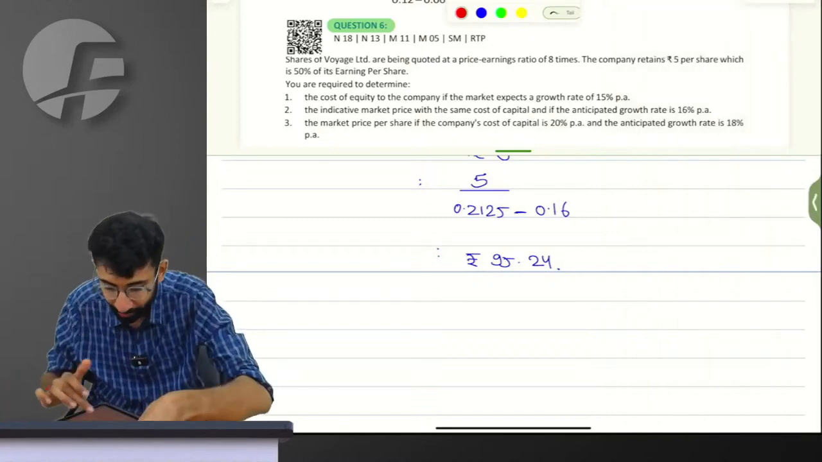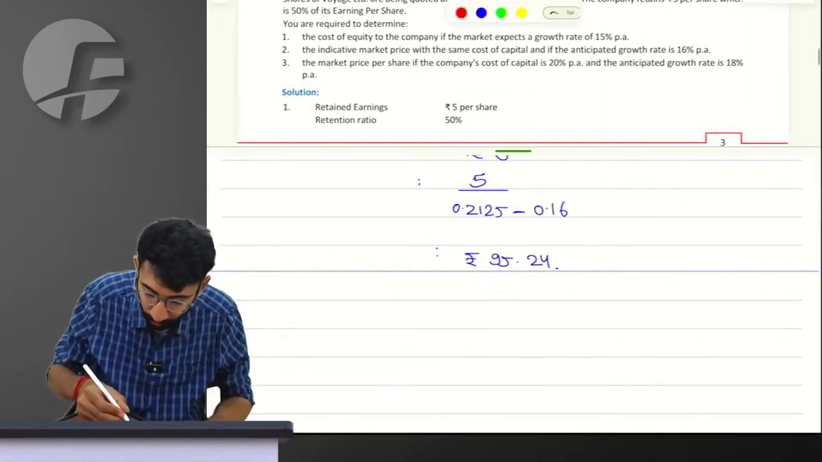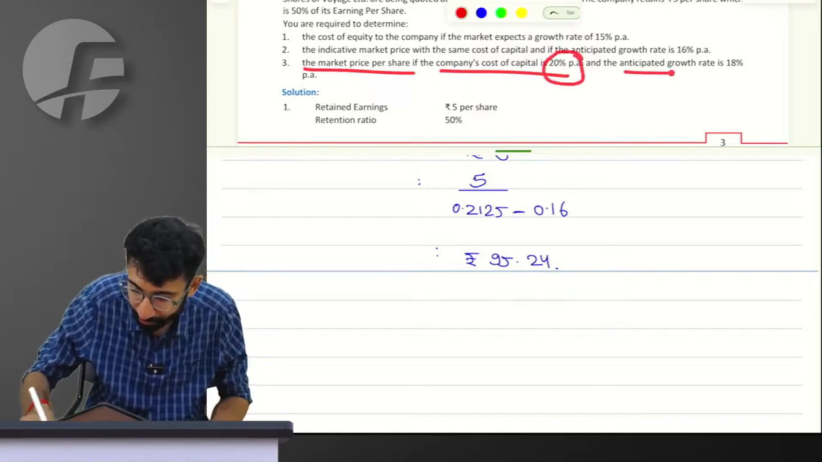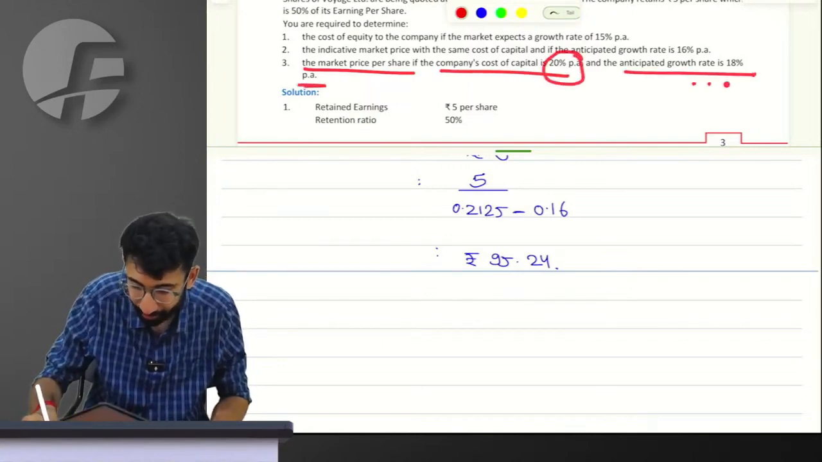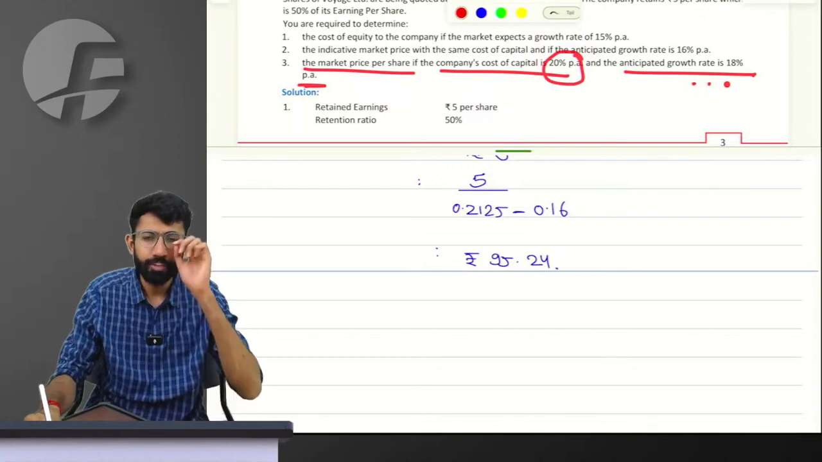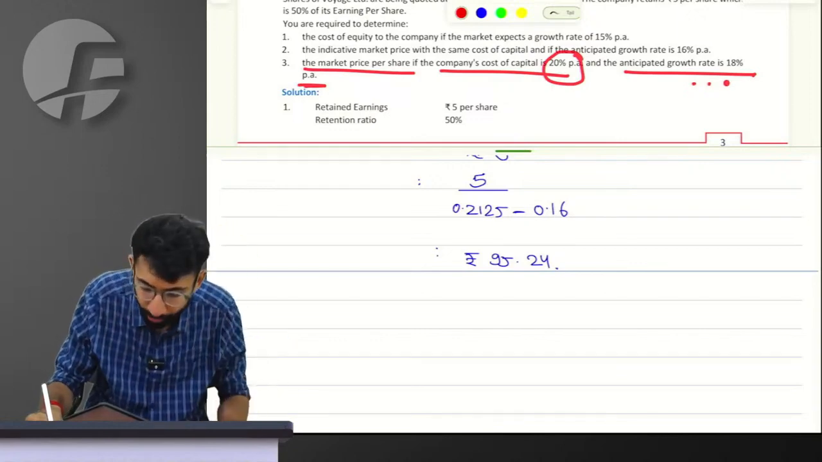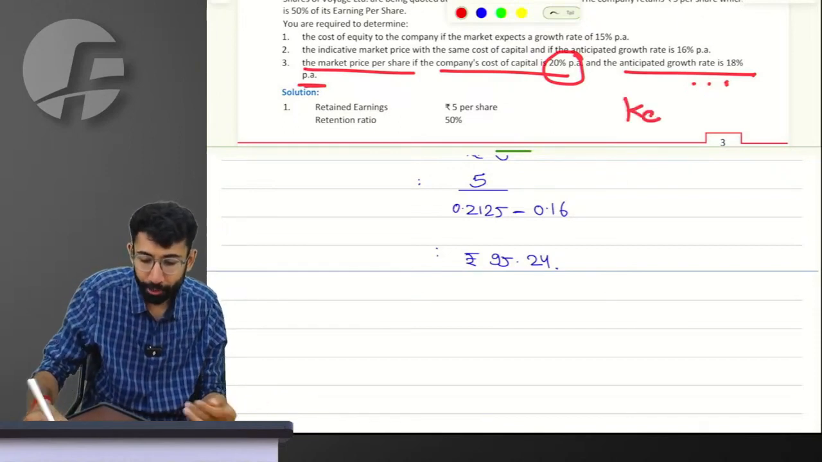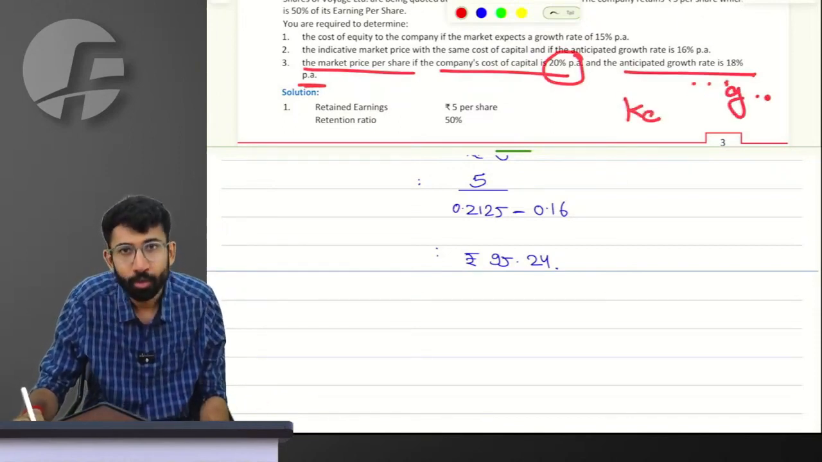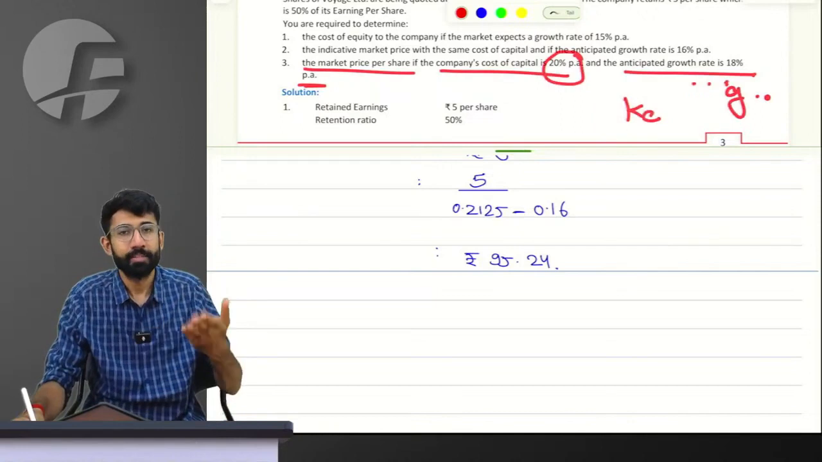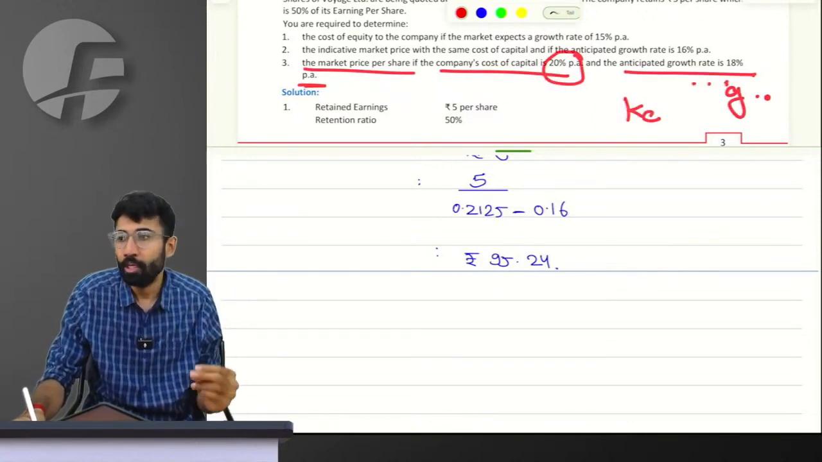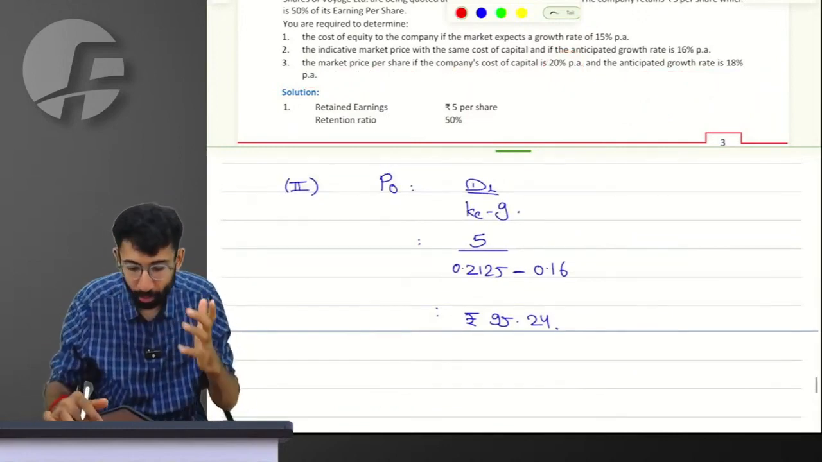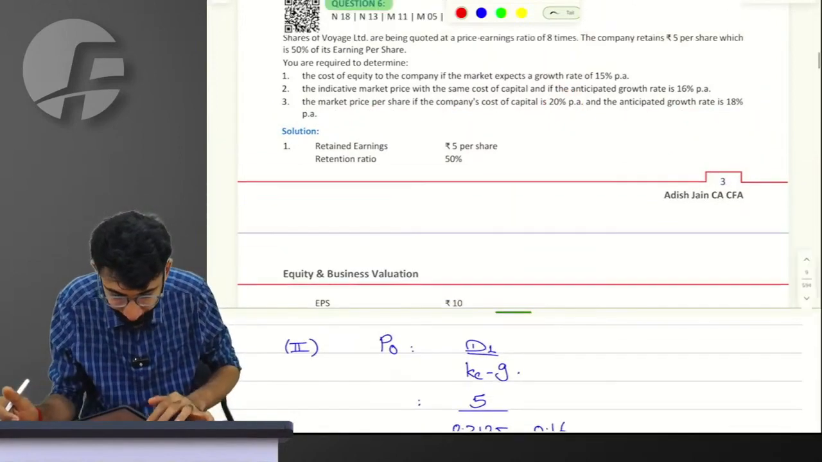Cool, everyone. B part gets done. C part ultra quick. The price per share if the company's cost of capital is 20% and the anticipated growth rate is again 18%. I'm giving you 30 seconds to solve this. I won't do it in the class. Very easy. Recalculate the market price. You have a newer K and you have a newer G. What else is there? Simple, you have the number of D1. Quickly calculate the price on your own in the notebook itself. I'm giving you 30 seconds to do it. Do it right away.